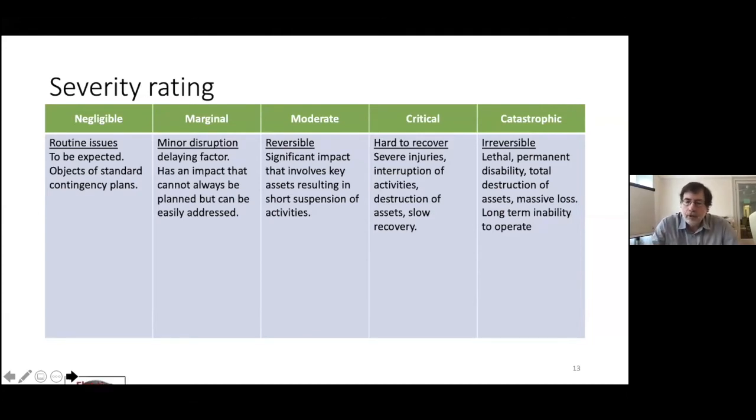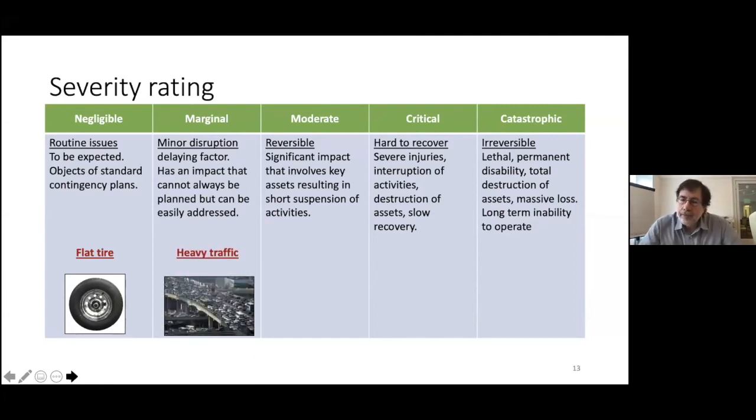An example of a negligible risk is to have a flat tire. It happens that your truck will have flat tires, and this is why you have spare wheels on the truck, okay? It's to be expected. It's a negligible risk, a routine issue, and you address it promptly. Now, a marginal risk is, for example, heavy traffic. It doesn't happen all the time. You wish it's not there, but it does happen, and you wish you could have planned for it, but you cannot. It's not dramatic, but it will have an impact on your operation.